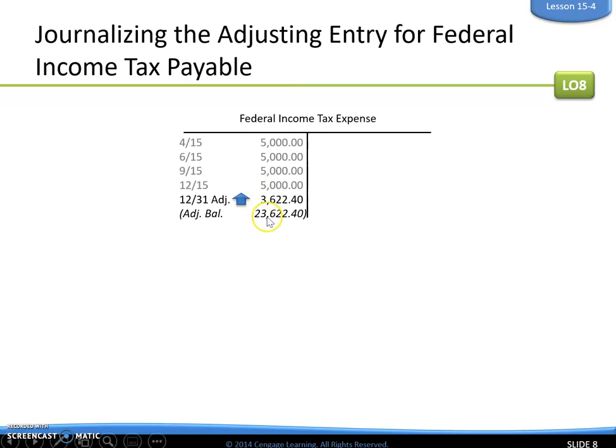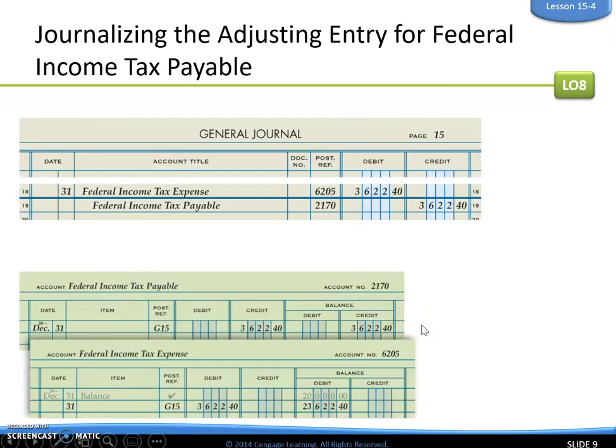be 23,000. So really what we're doing here is we're finding the difference. We're taking that 23,000 minus the 20,000 we already have. And so we know that we need to increase our federal income tax expense by $3,622.40. Now, if we debit this account, we have to have a credit. So our credit is going to go to our federal income tax payable. So here's what it's going to look like then.